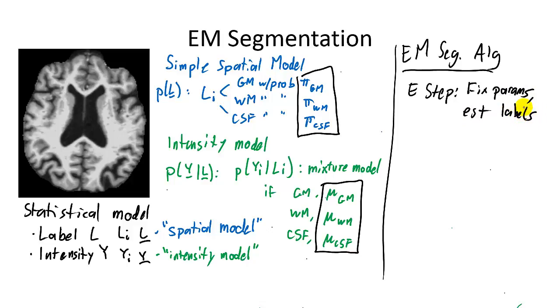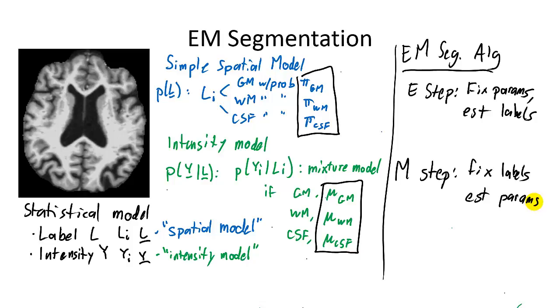Intuitively, this makes a lot of sense, because if we knew all the parameters, then for every voxel we can say, well, at this voxel, the intensity is closest to one of these means, and we can weight that against the probability of it being each one. So we can easily find out what label goes to each voxel. Similarly, the M step is going to flip it. It's going to fix the labels and estimate the parameters.